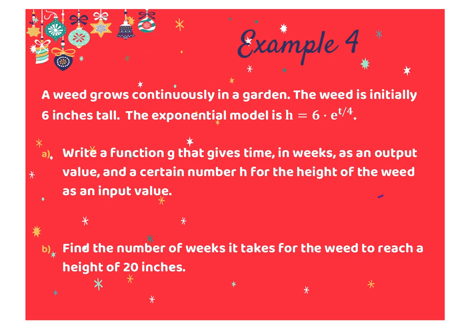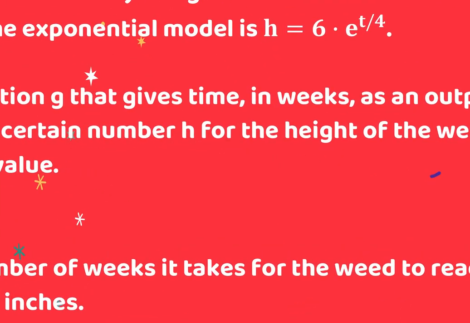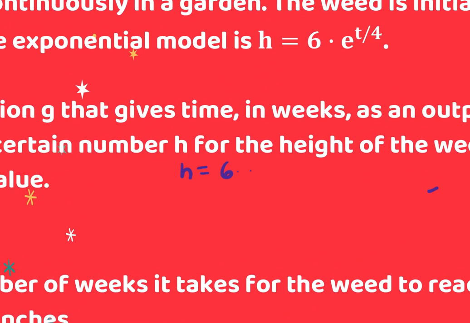Switch. You want to solve for t. You want t to be the output. So I'm going to take h equals 6 times e to the t over 4. Divide both sides by 6. h over 6 equals e to the t over 4.